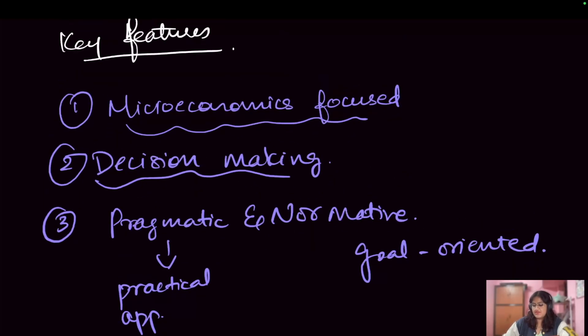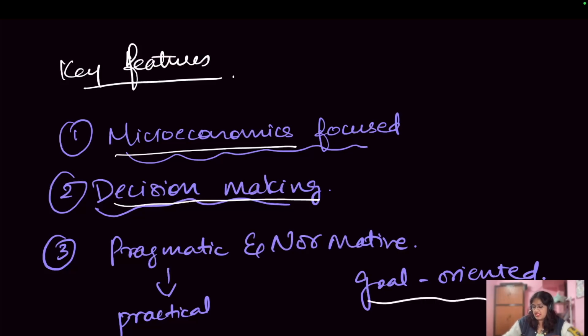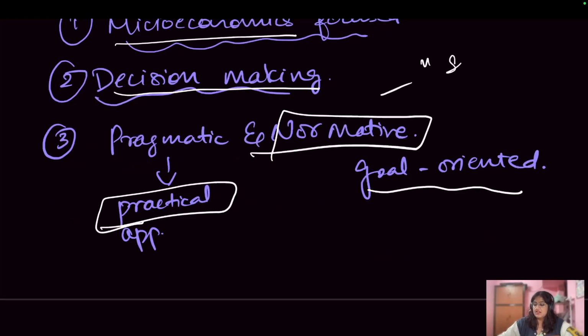So these are the major features of managerial economics. The first one is it is microeconomic focused. It gives decision making suggestions because it is goal oriented. It is practical application of economics and it is normative. It gives you sentences like how much product should we produce, what should we do. So it answers the should question.